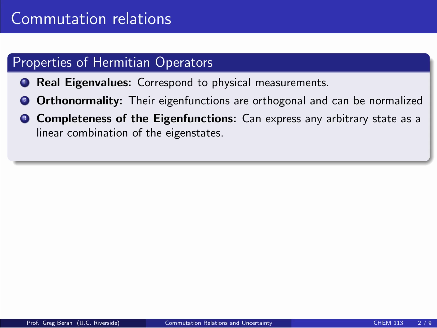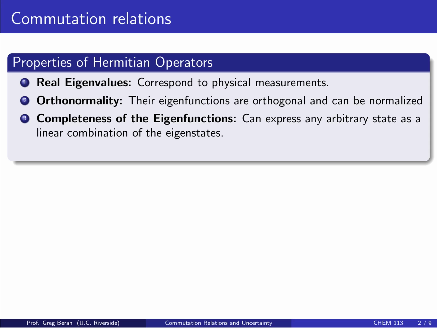Second, it turns out the eigenfunctions of these operators are orthogonal to one another, and then of course they can also be normalized. So together they satisfy orthonormality. This makes working with them relatively easy in many situations. Third, the eigenfunctions of these Hermitian operators form a complete set, which means that we can express any arbitrary state as a linear combination of the eigenstates of that operator.